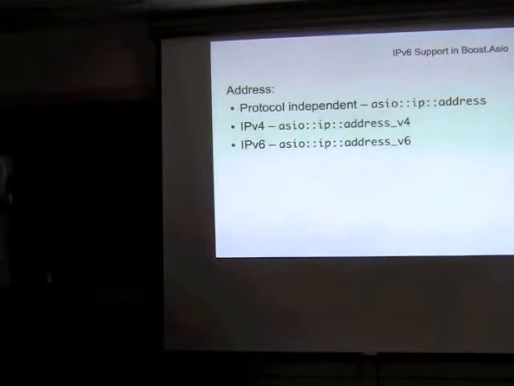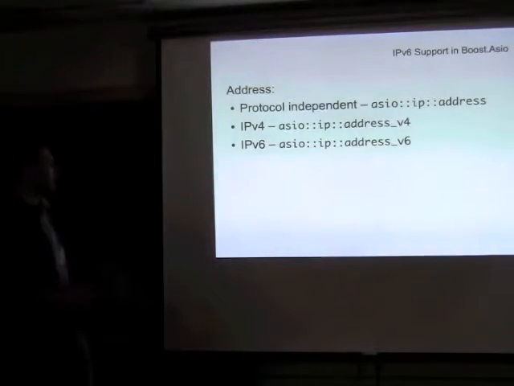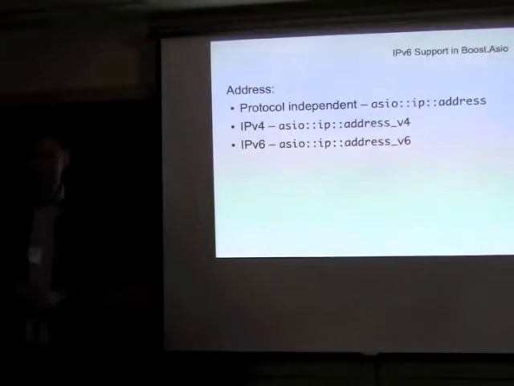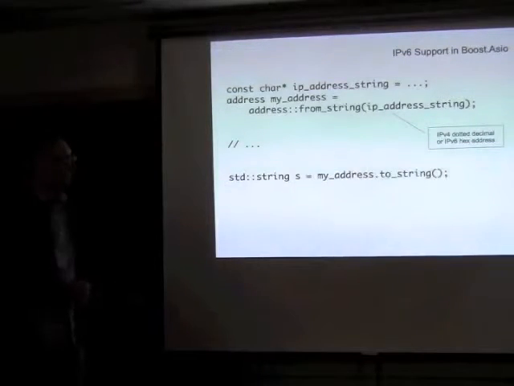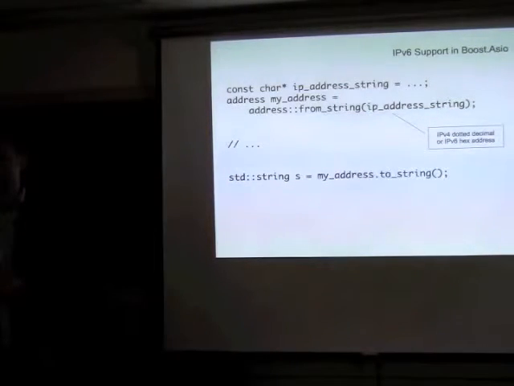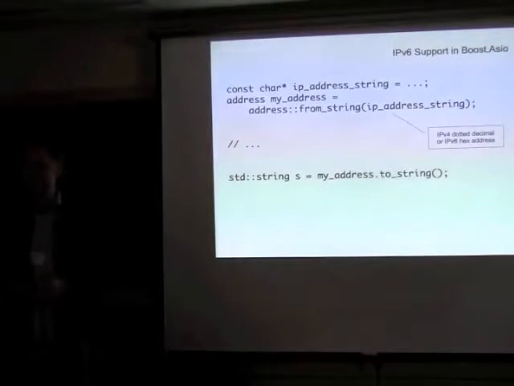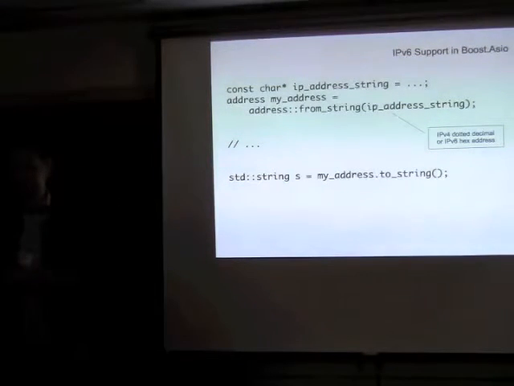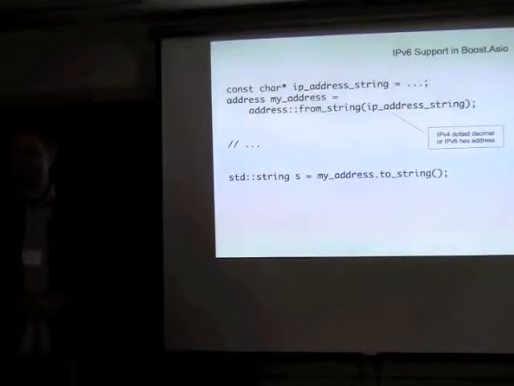The next component that makes up the endpoint, the address, most of the time you will be dealing in the protocol independent version, which is just ASIO IP address, and actually internally it contains each of the other types, address v4 and address v6. If you're dealing with an address in protocol independent form, normally what you're going to be doing is converting it from maybe a configuration file or a command line argument. So you're going to have it in string form, and so to do that you can just call the from string function and it will automatically determine whether or not it's a v4 or v6 address and construct the address appropriately. Then, if you want to do the opposite conversion, toString just converts into the dotted decimal or hex format.